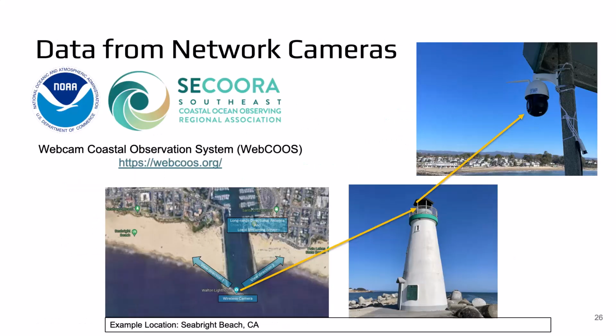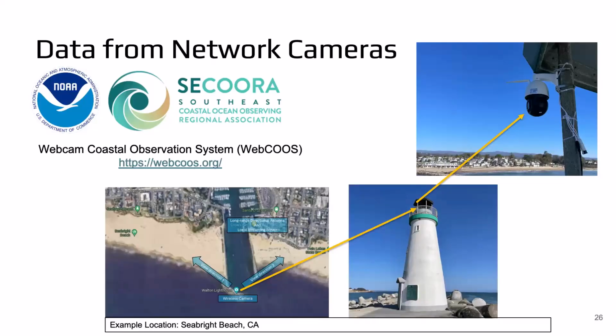Then another source we used a lot is data from network cameras. Of course, we are really thankful for all the camera sources we have from the WebCoast network. WebCoast is a camera network created by NOAA and maintained by Secura. Right now, I believe there are more than 30 cameras there, and I think it is expanding to more than 50 cameras in the future. So this extensive camera network helped a lot with the data collection process.